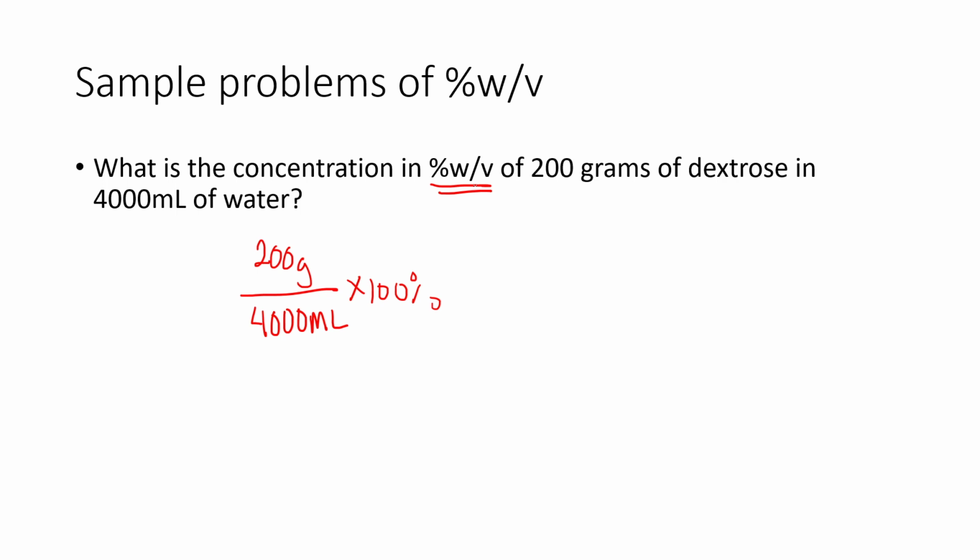Okay, so 200 grams divided by 4,000 times 100, you will get a concentration of 5%.